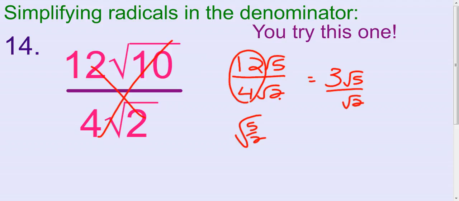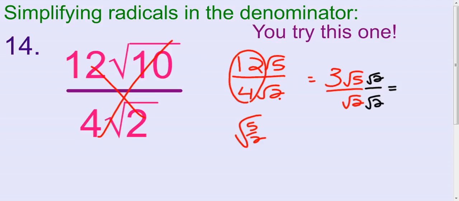And then I don't know if you remember, but you cannot leave a radical in the denominator. And so the way to get rid of a radical in the denominator is what's called rationalize it. And in order to rationalize it, if this is the square root of 2 in the denominator, I'm going to multiply it by itself. And if I do that to the bottom, I have to do that to the top also, because root 2 over root 2 is like multiplying by 1, and that's not going to change the value of the problem at all.